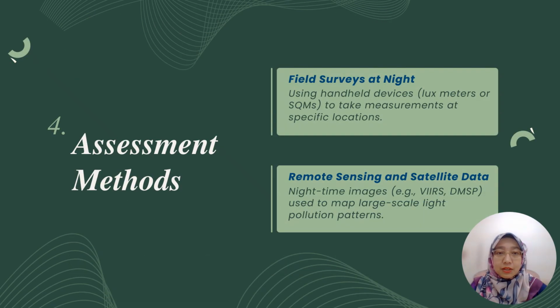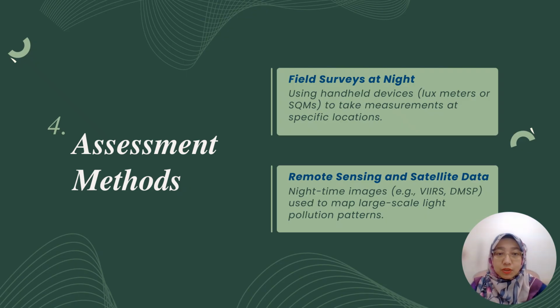There are two main methods used to assess light pollution. First, we have field surveys at night. This involves using handheld devices like a luxmeter or sky quality meter to take direct light measurements at specific locations. It's a practical on-the-ground method for evaluating light level in targeted areas.